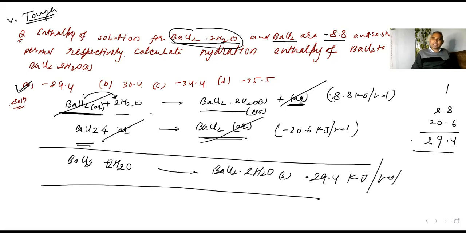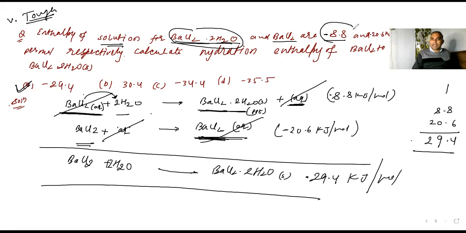Another condition they are talking about: barium chloride plus aqueous medium, and if you change this, it is converting into BaCl2 aqueous, a solution is forming. They are saying the enthalpy of solution. And for the formation of barium chloride dihydrate, BaCl2·2H2O, they are talking about this one.